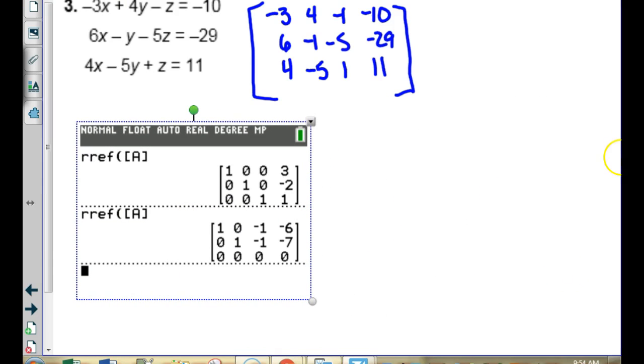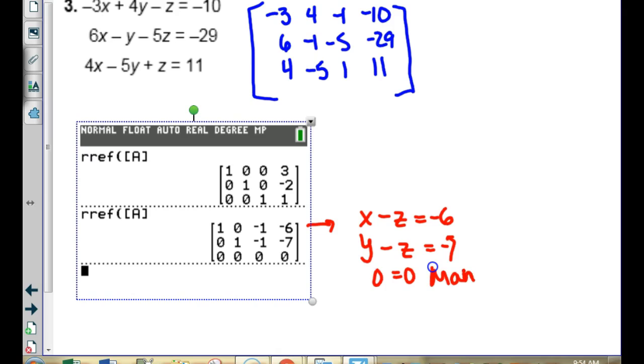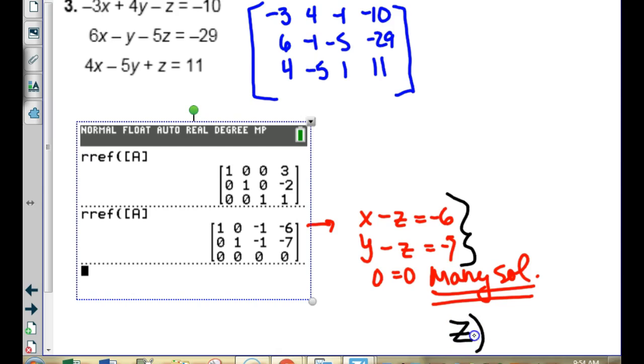Yes, we have a row of zeros. So this first one says x minus z equals negative 6. The second one says y minus z equals negative 7. And then we have 0 equals 0, which means many solutions. Okay. What you have to do on the quiz after you write many solutions is write them all in terms of the same variable. So what do these both have in terms of? Z. So we're going to put z can be any number.